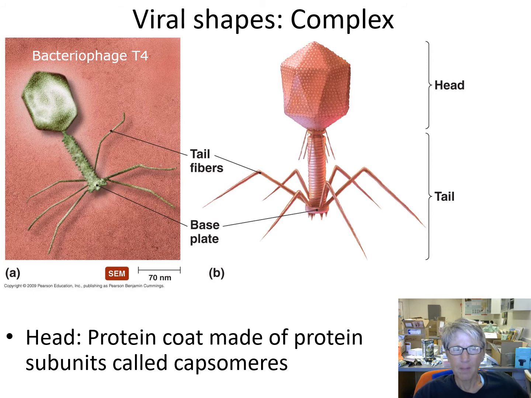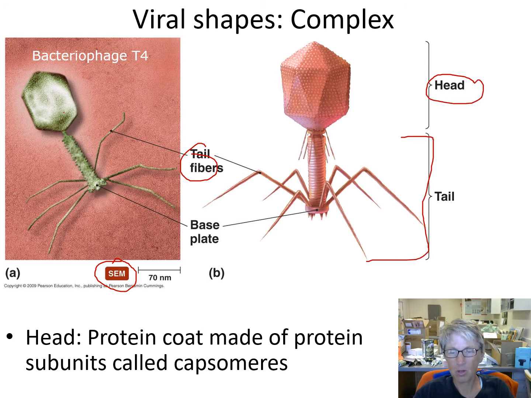So this is a cartoon. Actually, this on the left, this is a scanning electron micrograph that is colorized of bacteriophage T4. And it shows its head, its tail fibers, and its base plate. And then on the right side here is a cartoon of the head, the tail region. So all of this stuff is in the tail region. These guys are tail fibers, and then this little ring type thing down here is called a base plate. And the head is a protein coat of the virus, and remember it's made of those proteins called capsomeres.